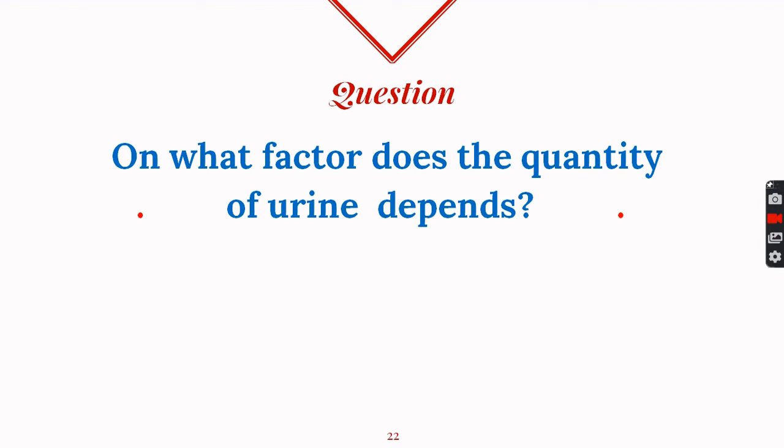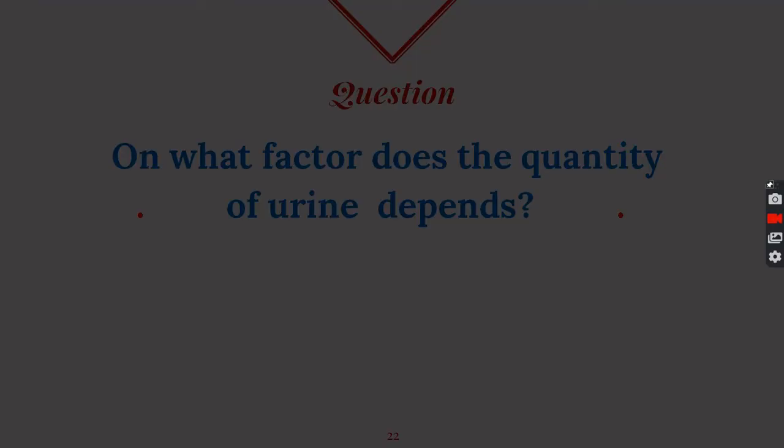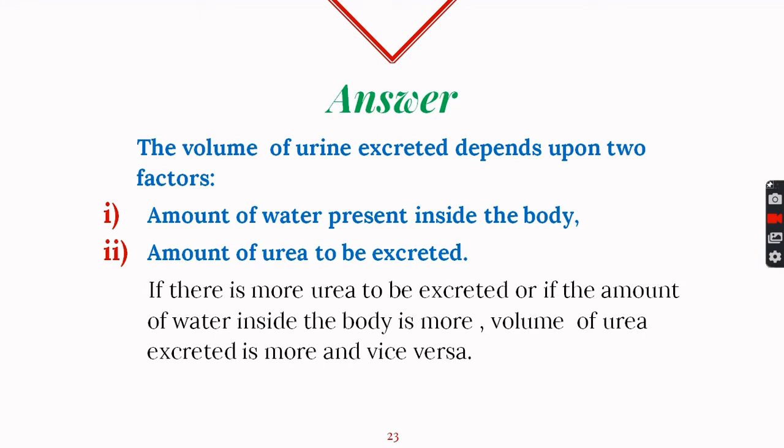Now we see that every day when we pass urine, sometimes the quantity of urine is more and sometimes the quantity of urine is less. Now can you tell on what factor the quantity of urine depends? The volume of urine that is excreted depends upon two factors. Number one, the amount of water that we have consumed that day, and number two, the amount of urea that has to be excreted. If we have consumed more water or if there is more urea inside the body, then the amount of urine will be more and vice versa.